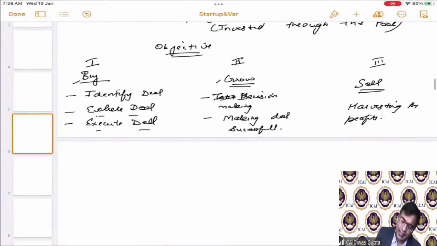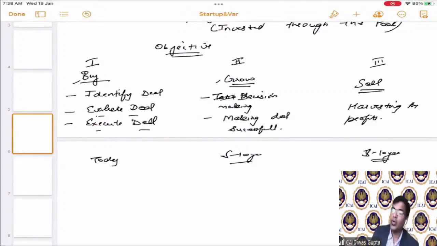Okay, so basically, let's say they buy today, they will take 5 to 10 years to grow, and after 5 to 10 years, whenever they want to exit as per the plan, they will exit. So after 5 to 10 years, they will exit and realize the gains.